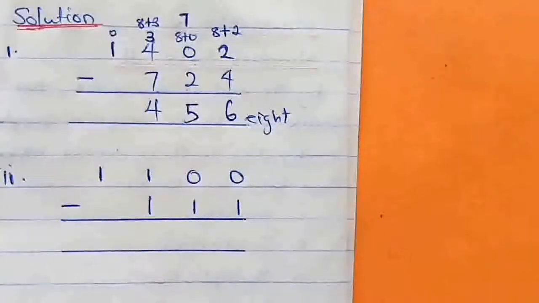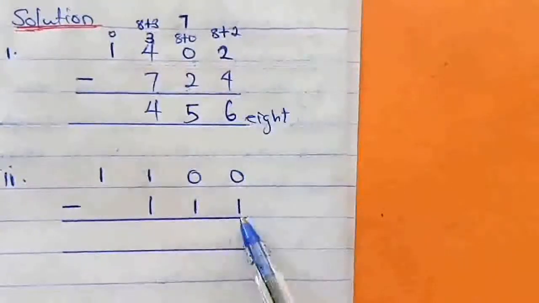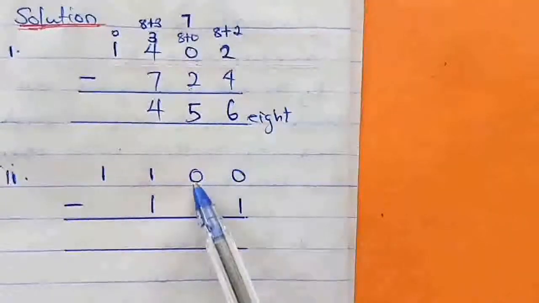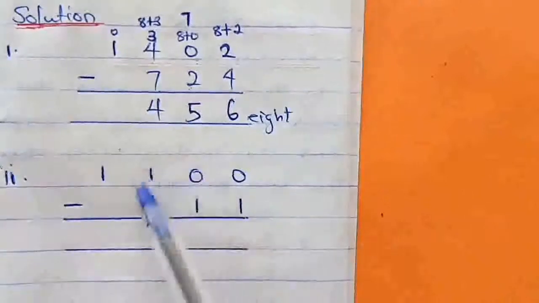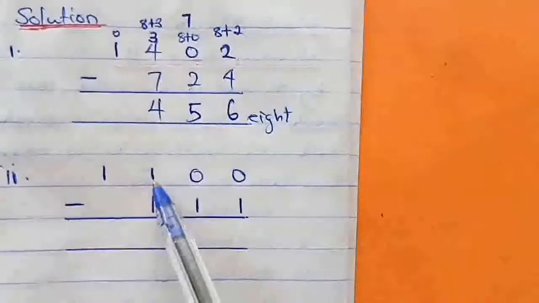This work is to be done in base 2. If we pick 1 from the left hand side, that 1 is equivalent to 2. 0 minus 1 won't work. Therefore, we go to the left hand side. We don't have any value here. This value goes to this side to pick up this one. This one will remain 0.